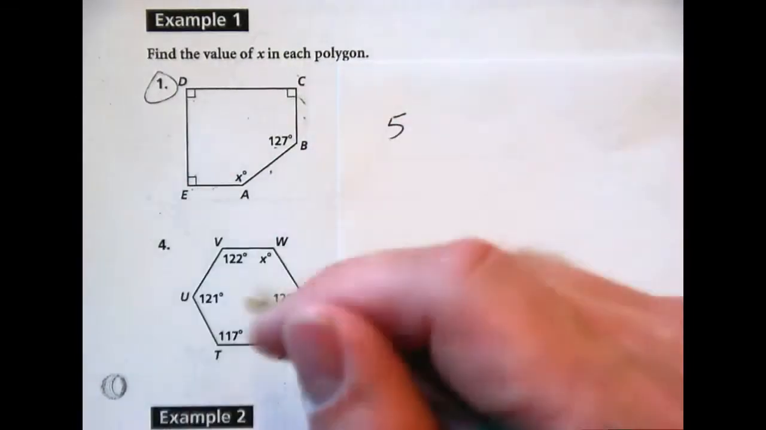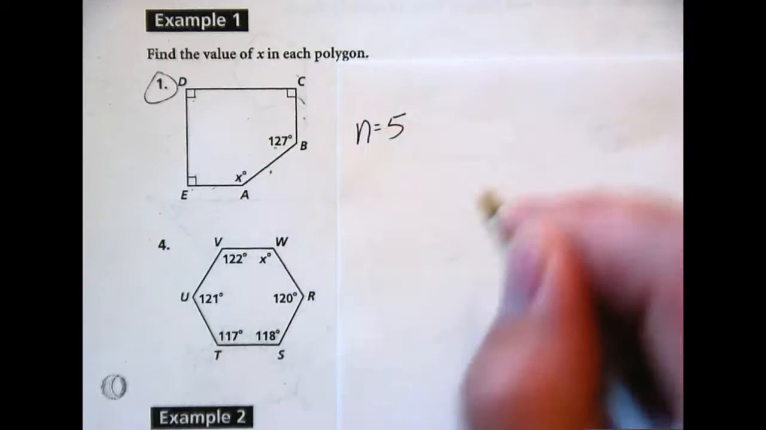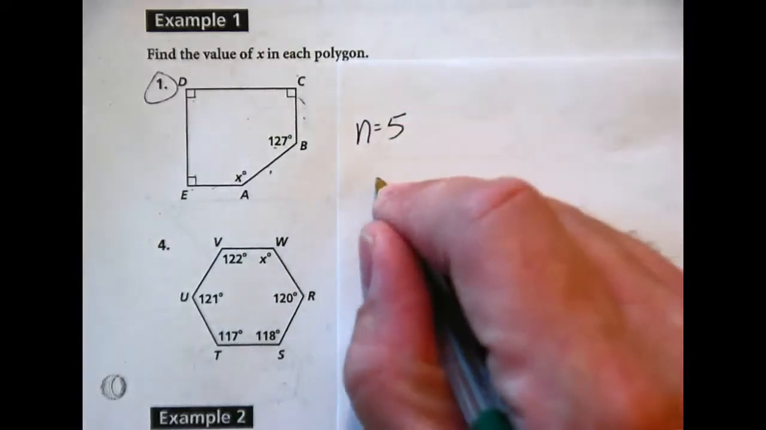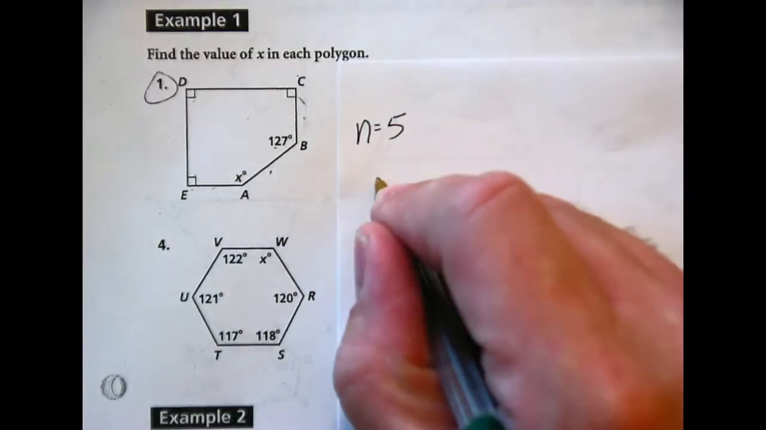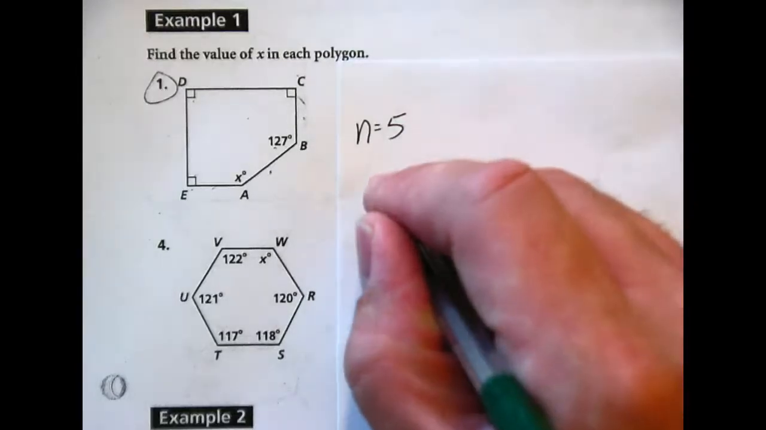We can use our formula. We could draw triangles if we want. We could break it into triangles, or we could use our formula. We know that n equals 5. So our formula is? Everyone on your paper, write down your formula, one you're going to have to use a lot this year.